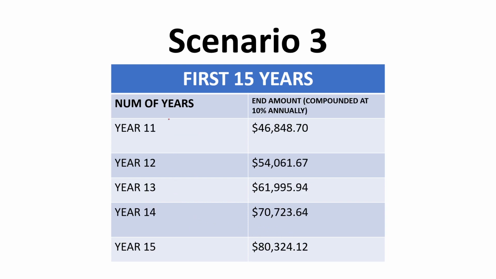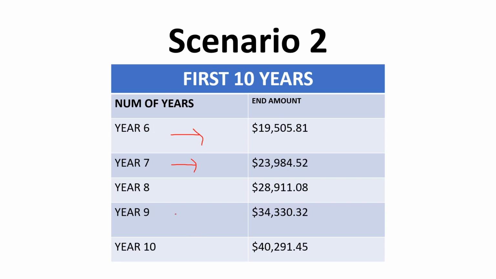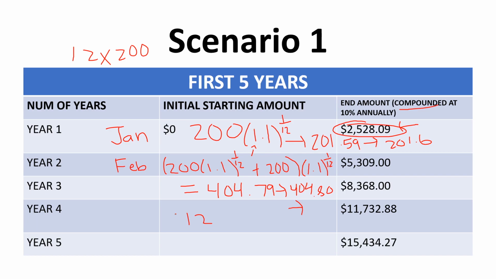And then scenario 3, at the end of year 11, we are now at $46,848.70. End of year 12, $54,000. End of year 13, almost $62,000. End of year 14, $70,000, almost 71, and then end of year 15, $80,000. We are almost at the six-figure mark, and again, 80,000 versus the initial of 2,528, a phenomenal difference already.